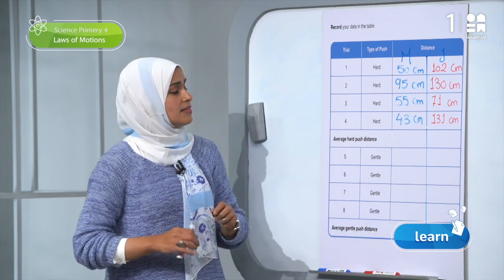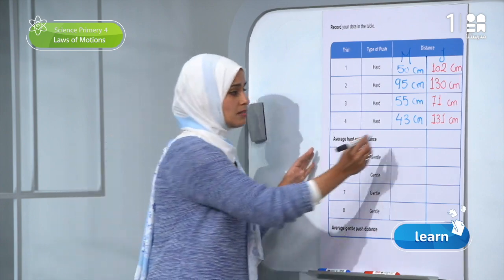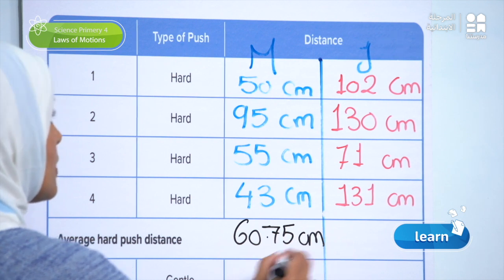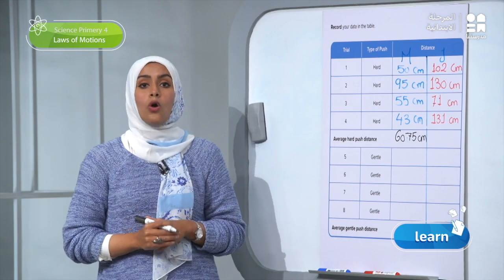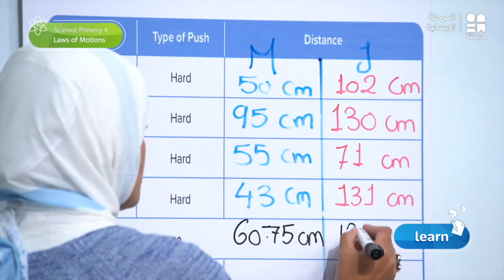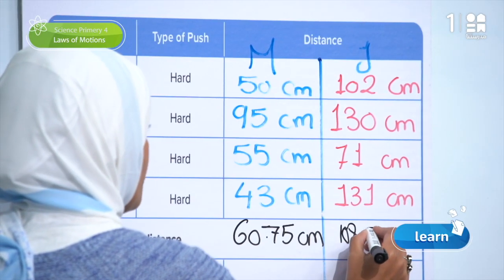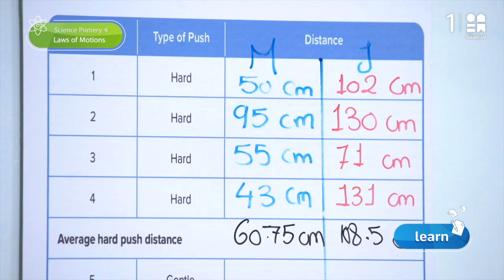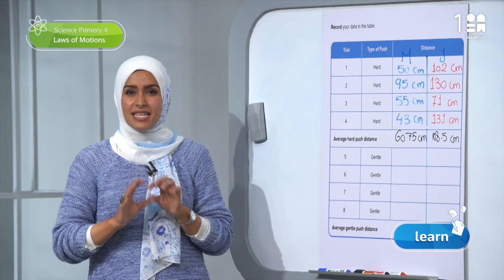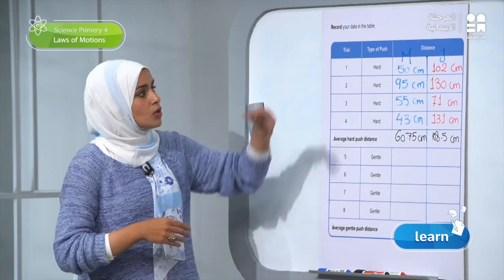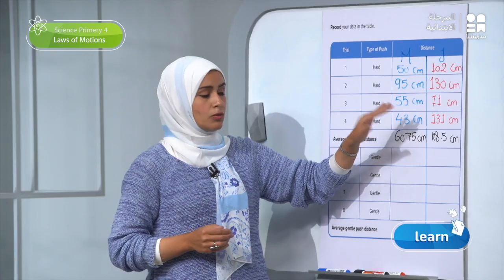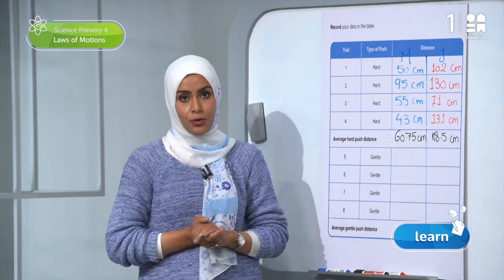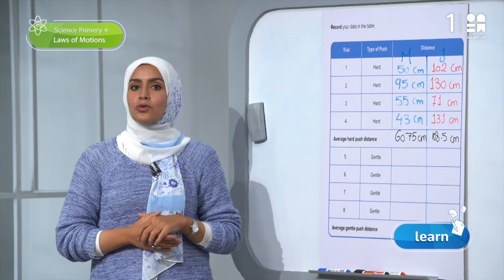Average of Malika's distances was 60 centimeters, 0.75. And the average of Jayda was 108.5 centimeters. I know it seems difficult, but simply as that, we add the 4 numbers, then we divide them by the number of trials. احنا هنا عملنا 4 trials عشان كده عملنا divide 4. Okay? Now you know how to calculate the average.